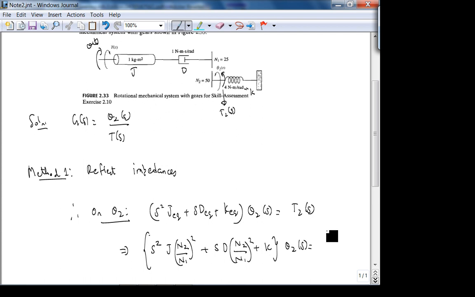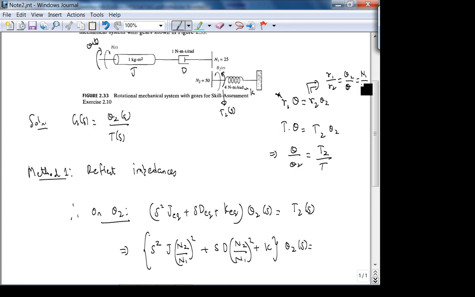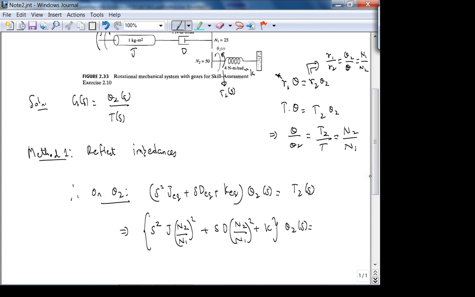So now we have to eliminate T2. Let's write our equation. T times theta equals T2 times theta 2. And I'll put a star on this because this is where we have to be very careful: R1 theta equals R2 theta 2. So this implies theta over theta 2 equals T2 over T. But this implies that R1 over R2 equals theta 2 over theta. We don't want the R's, we want the N's, so it's N1 over N2. So this is theta over theta 2, and this is N2 over N1. Just be careful. So what's T2 in terms of T, because that's what I want?